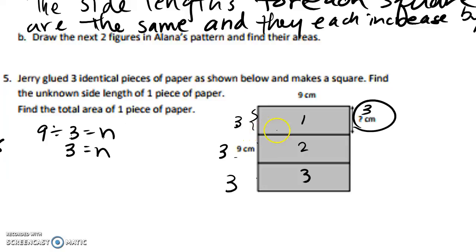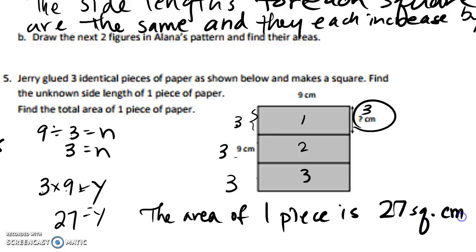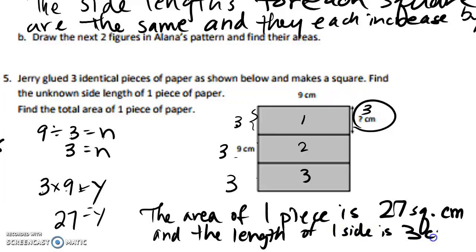Now we have to find the total area of 1 piece of paper. So we can multiply the sides. 3 times 9 equals y. So what is equal to y? 3 times 9, that's 27. So I'm just going to write that in a sentence. The area of 1 piece is 27 square centimeters, and the length of one side is 3 centimeters.